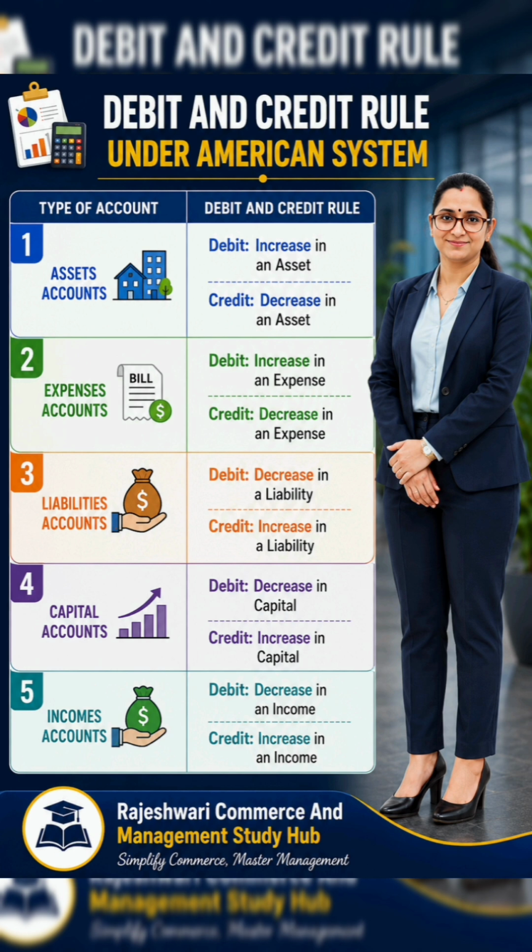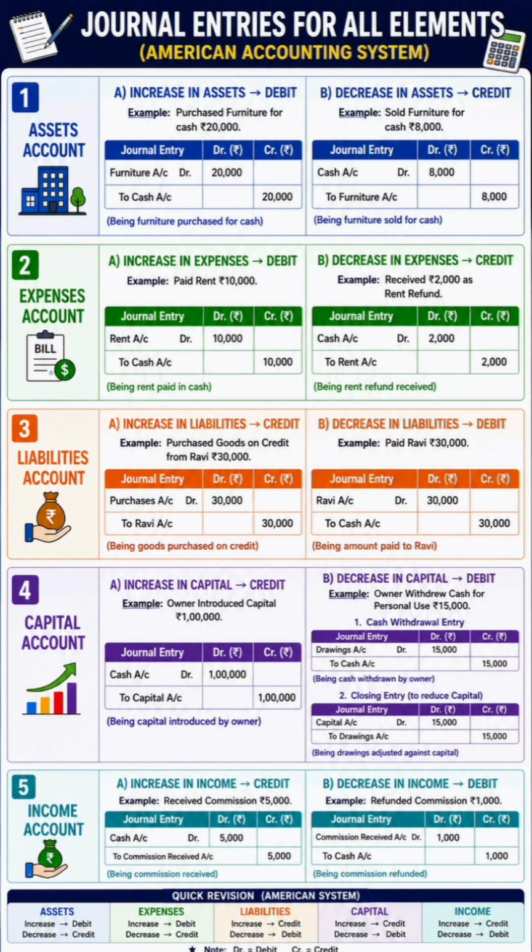This we will understand with the examples and journal entries. Asset account. Increase. How will you tell increase? Whenever a purchase takes place, that will be called an increase in the asset. How to record this? Example, you purchased a furniture. Furniture is coming into the business, so increase in the asset. Furniture account should be debited. To purchase furniture, you are paying cash. Cash is decreasing. That should be credited. What is the entry? Furniture account debit to cash account.